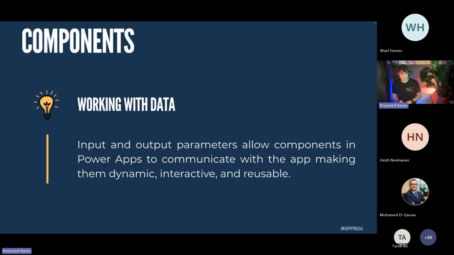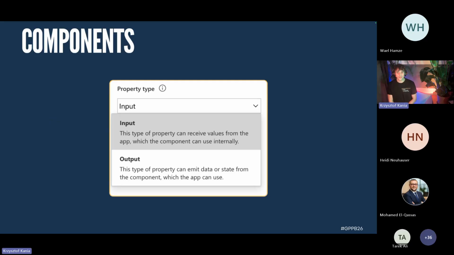That's great. And now we spoke that there is an option to connect to the data of the application, but how to work with the data? The input and output parameters are what allows our component to communicate with the application in a dynamic, interactive, and reusable way. So we've got input and output. We already covered this approach, right?